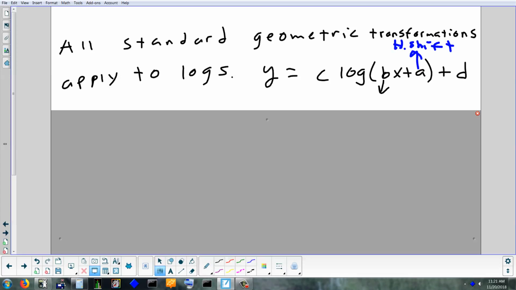All right. How about B? We're still inside, but now it's multiplication. Horizontal stretch. That's a horizontal stretch. Again, I don't know if it would actually stretch or compress. Depends on if B is a number bigger than 1 or a fraction. Bigger numbers actually make it smaller. Smaller numbers make it bigger. It's the opposite. How about C? It's multiplication, but now you are outside the log function.